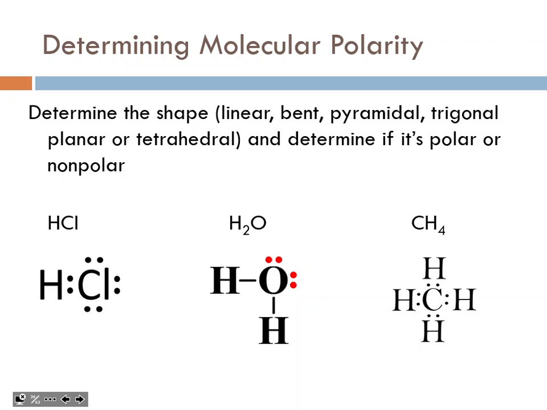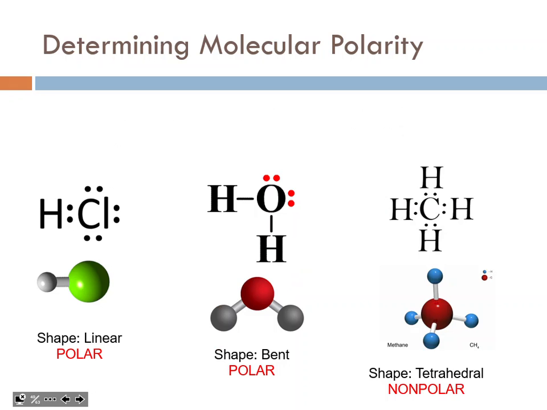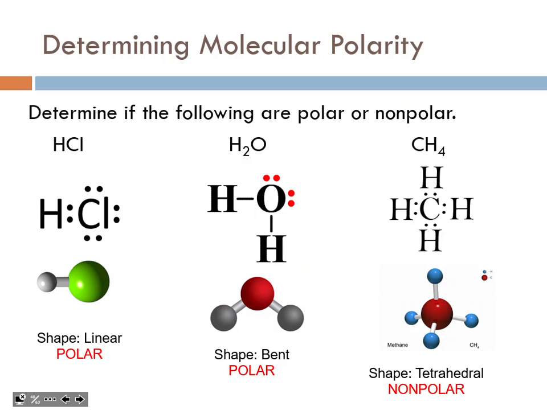Four things attached, no lone pairs is definitely tetrahedral. And since all of them are the same, the hydrogens surrounding it, the ligands are the same, this is going to be symmetrical and nonpolar. Very good. So linear for hydrogen chloride, but polar since they're different atoms. Bent for water, and polar, and tetrahedral and nonpolar for our methane.